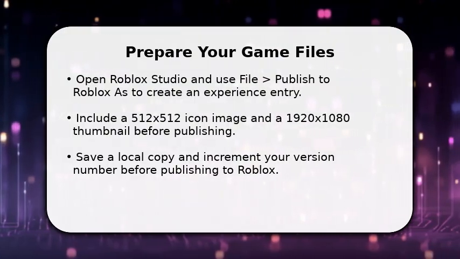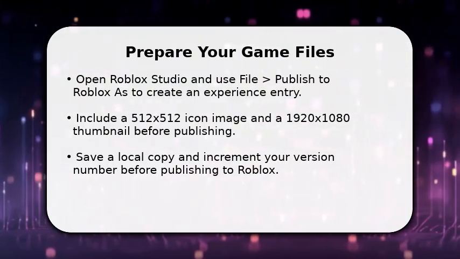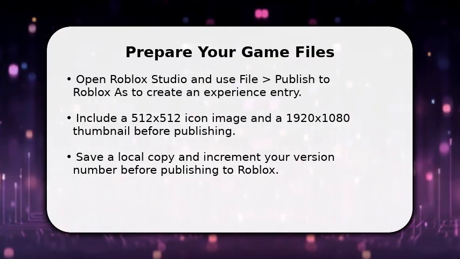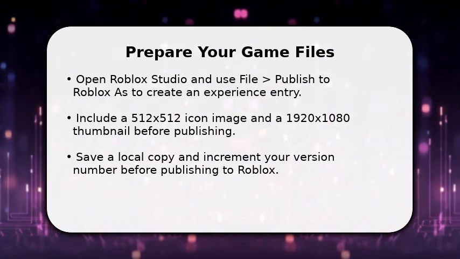Save a local RBXL file as a backup and increment your version or date in the file name so you can revert if needed. This keeps a clear rollback path while publishing.